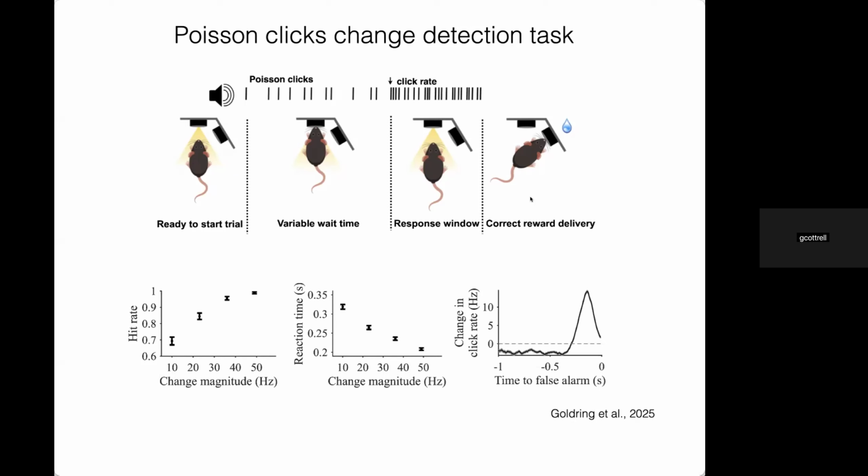This is just to tell you that the task sort of works. Animals do it. They do it faster when it's easier, and they seem to be responding to evidence. I'll skip over methods a little bit just because it's a short talk, but I'm happy to slow down and talk about any methods you like.